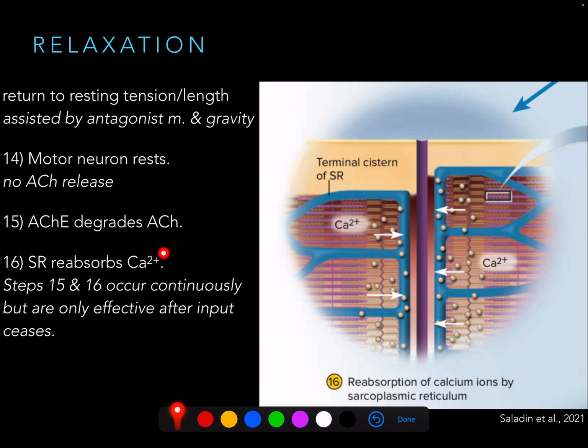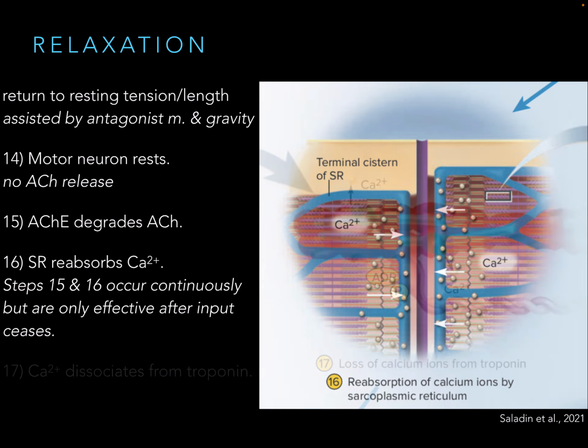And steps 15 and 16, these are always going on, by the way. I'm always degrading acetylcholine, and I'm always cleaning up calcium. However, this doesn't make a noticeable dent in the amount of acetylcholine or calcium unless my motor neuron rests. So I have to stop making a mess so that this slow, continuous cleanup job finally makes a dent.